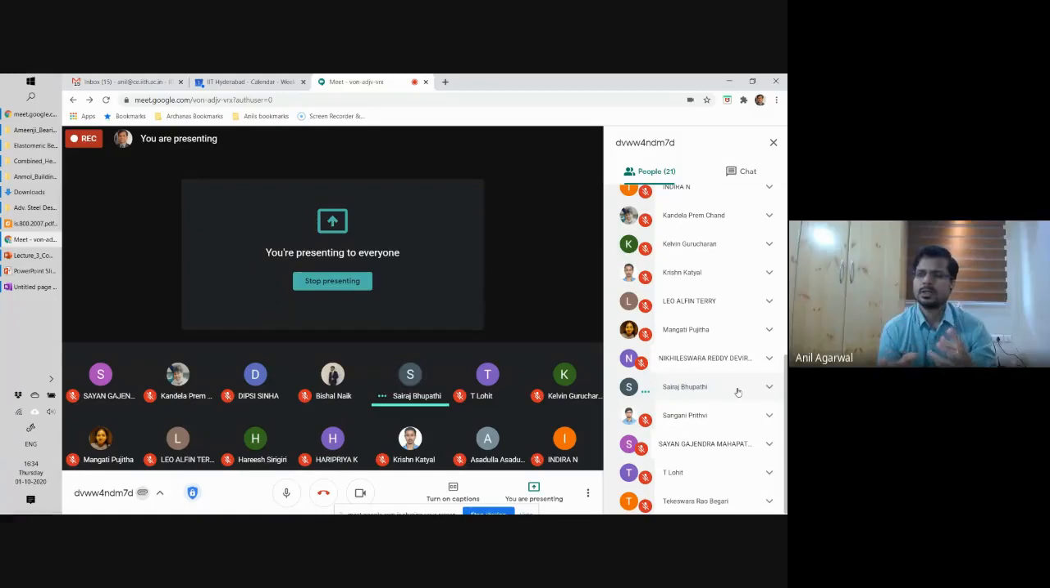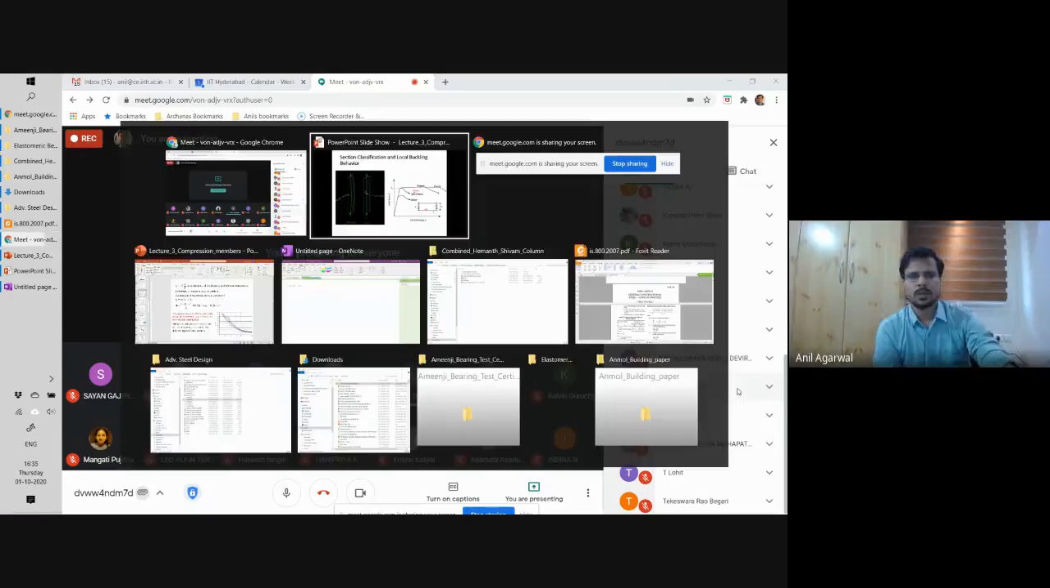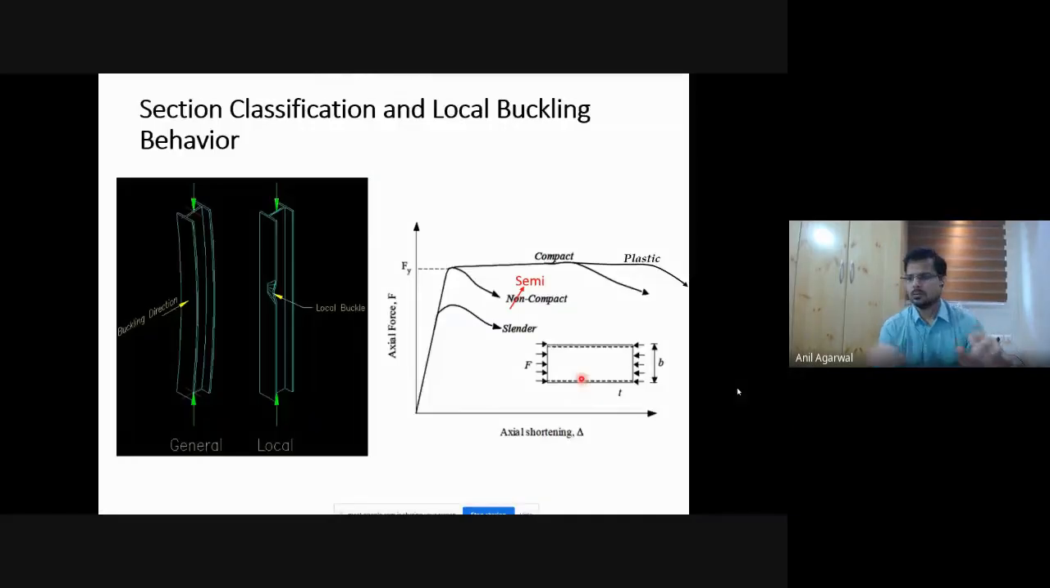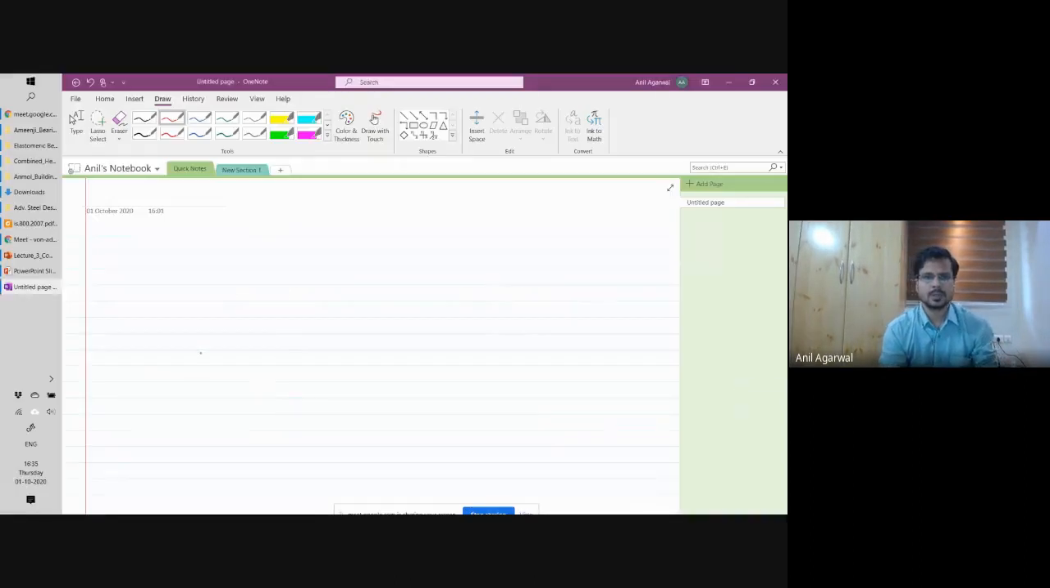And also whether it is welded or hot rolled. If it's a rolled section, the boundaries will be stiffer. But if it's a welded section, then boundaries may not be as stiff. So basically, what happens is that, let me see if I can draw. Let's say I have an I section. So this is a rolled I section.